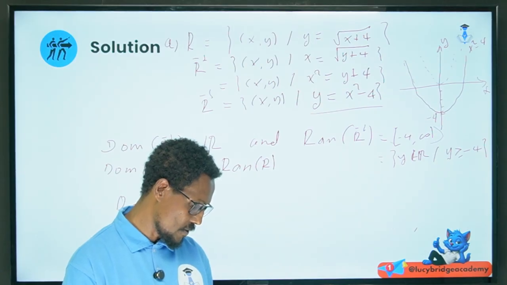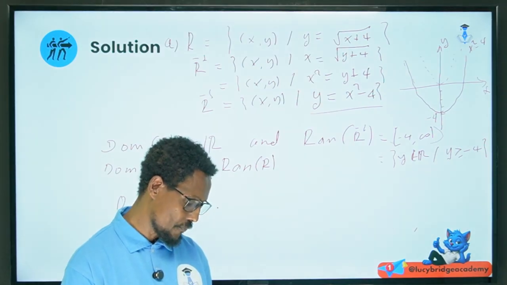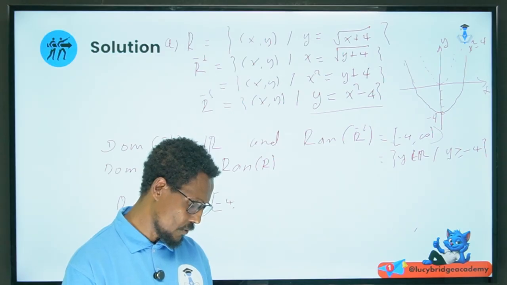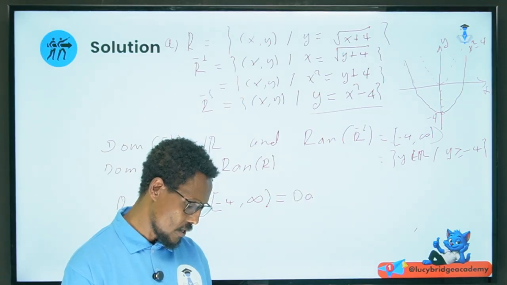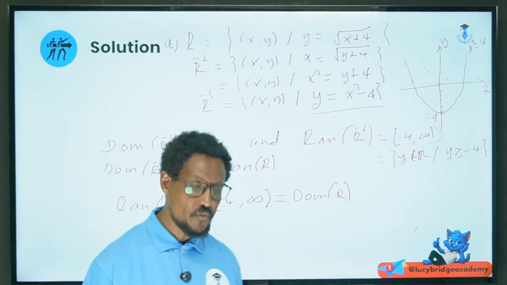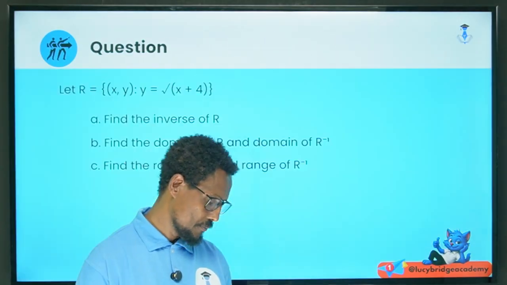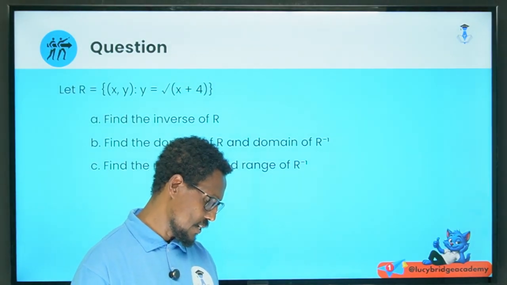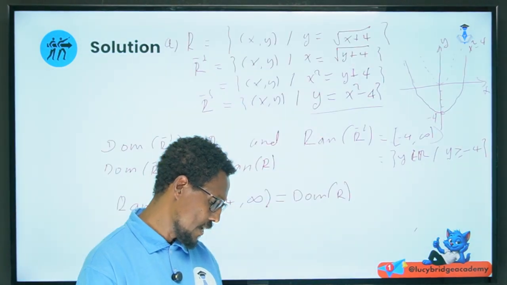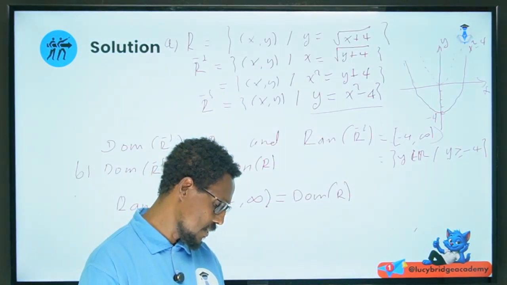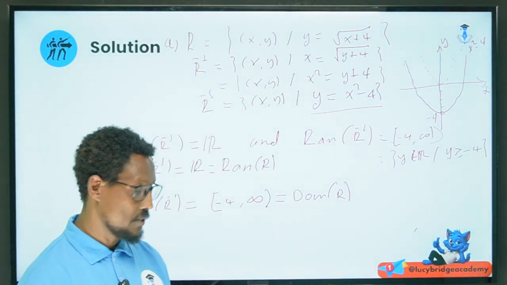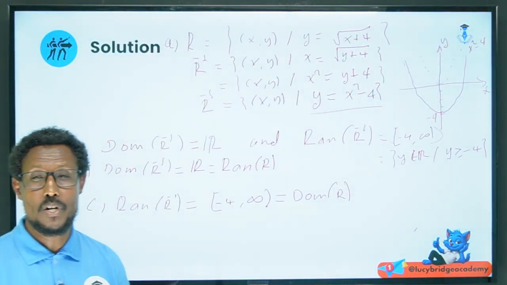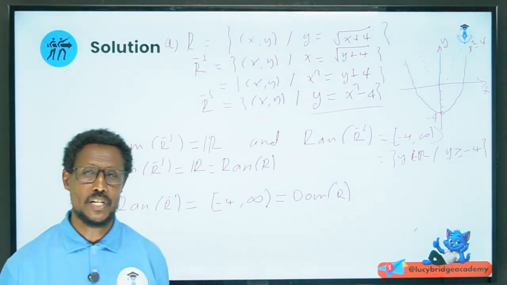The range of R inverse is equal to minus 4 up to positive infinity, which is equal to the domain of R. Find the domain of R and domain of R inverse. Find the range of R and range of R inverse, okay? So the domain of R inverse, this is B and this is C, okay? Good. This is all for the inverse of relation R.